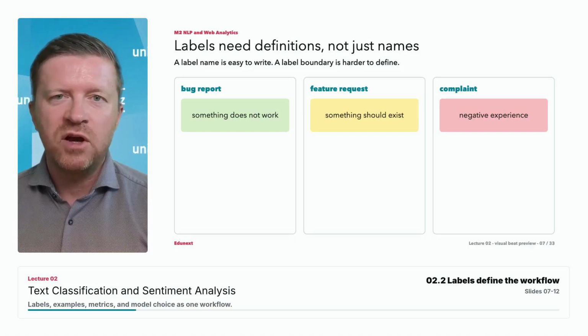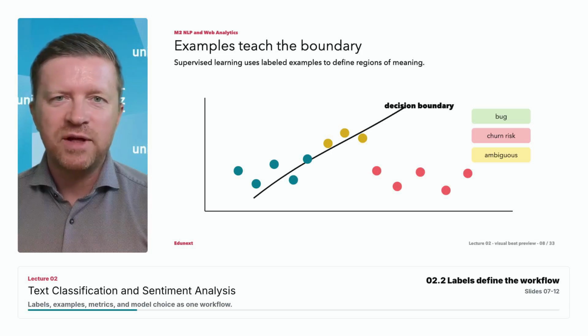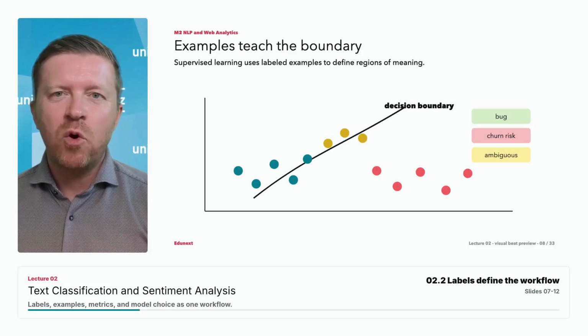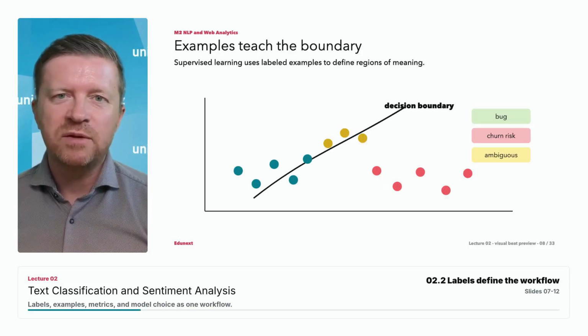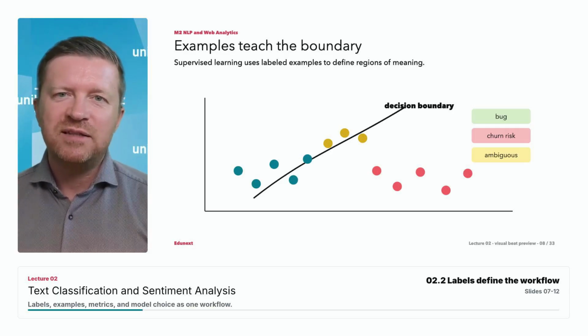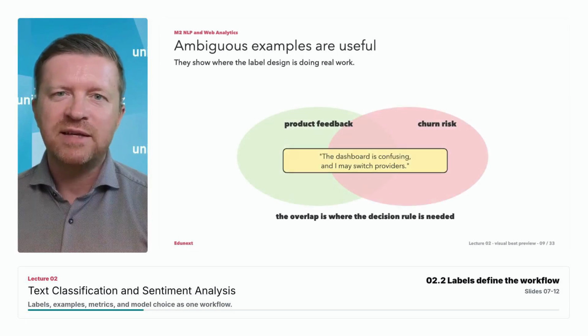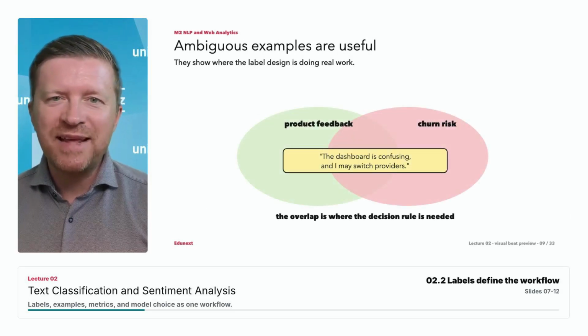In supervised learning, examples teach the boundary. On the slide, the green points might represent one label, the pink points another, and the yellow points the ambiguous cases in between. The model is learning from these examples. But if the examples are inconsistent or if the label guide is unclear, the model will inherit that confusion.